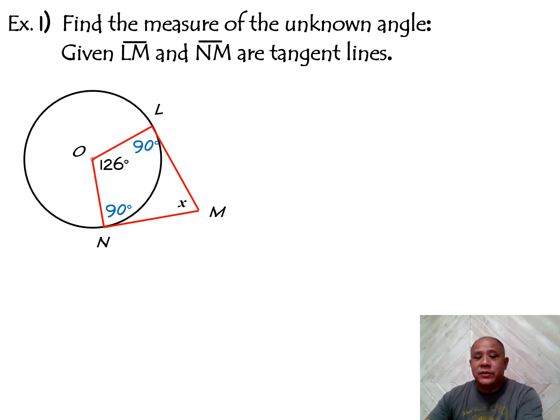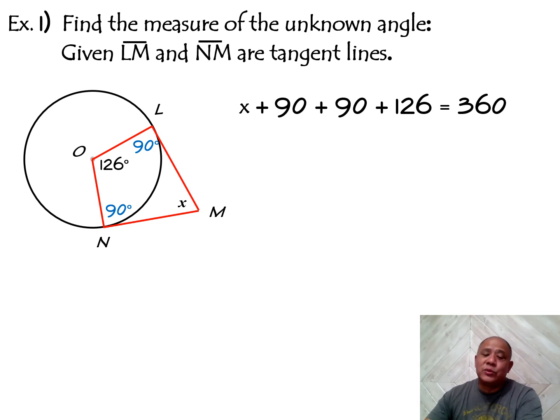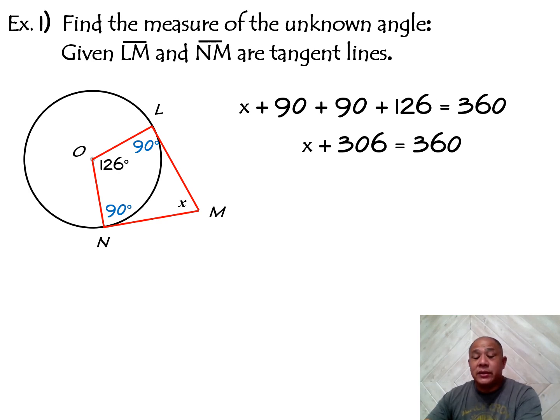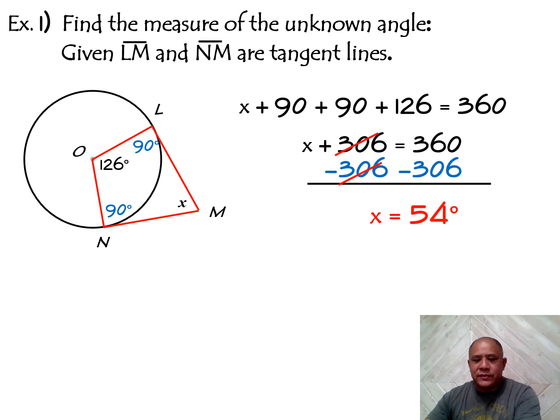So, we're going to create a formula to solve it. So we say x plus 90 plus 90 plus 126 is 360 degrees. Combine like terms, 90 plus 126, that's going to give us 306. Now we go ahead and solve it. And minus 306, cancel it out. And x equals 54 degrees. And there you go. That's how you do example 1.